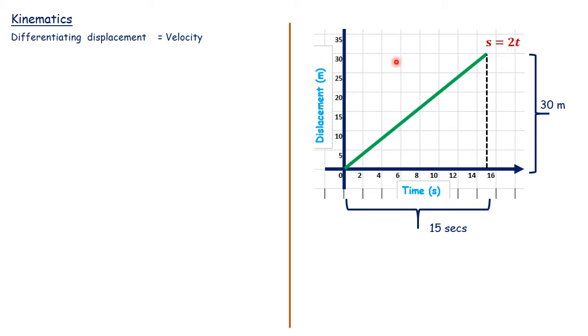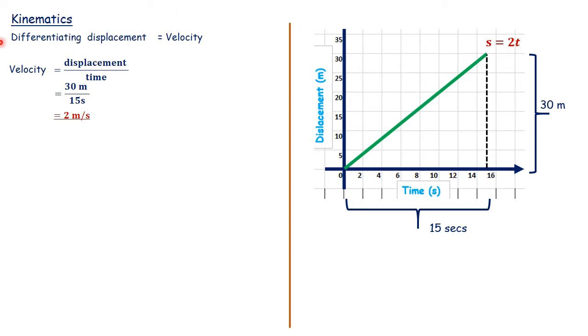Now, whenever we are looking for velocity, we normally have displacement divided by time, or total distance divided by time. And therefore in our case it would be 30 divided by 15. Remember, 30 is the total distance that the object moved, and 15 is the time that it took to travel the 30 meters. Therefore the velocity will be 2 meters per second.